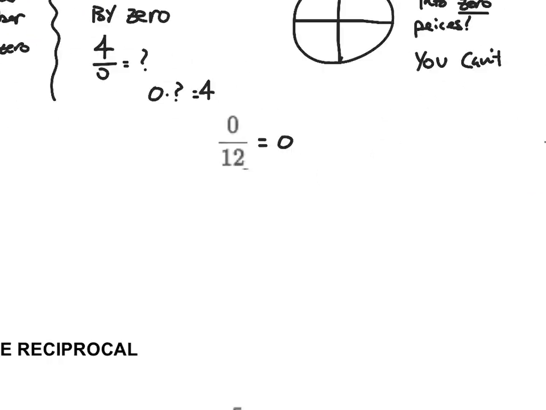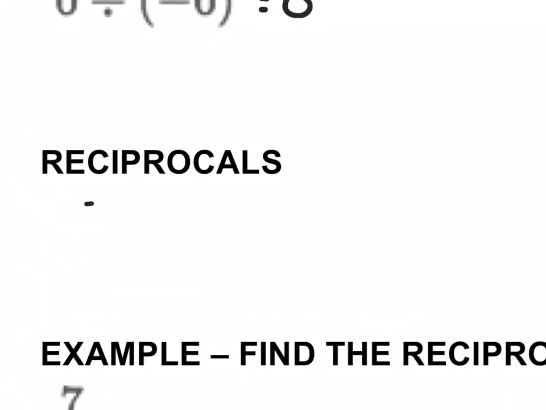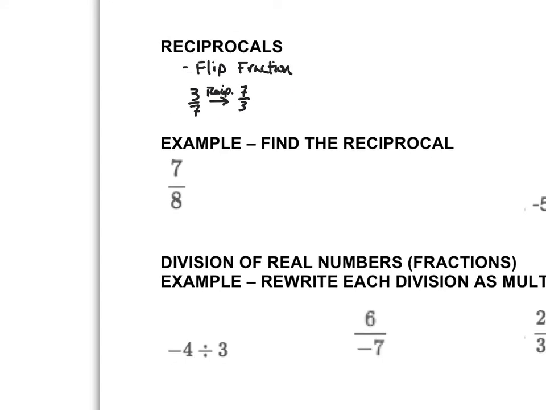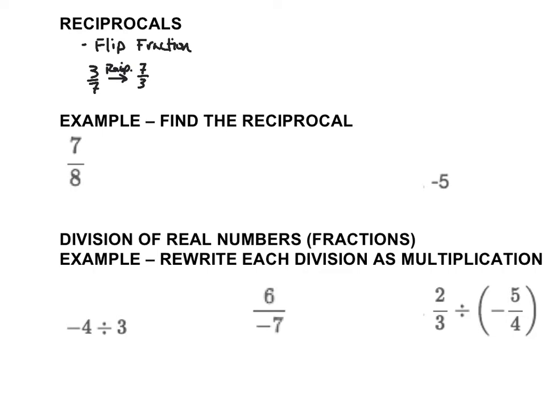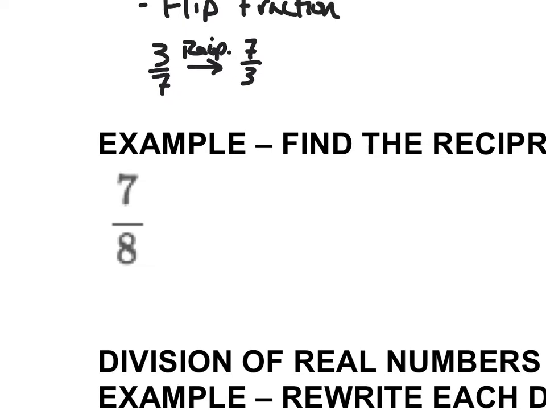Okay, let's talk about reciprocals. Reciprocals means that you flip the fraction. Flip your numerators and denominators. Let's think of an example, say 3/7. The reciprocal of that means you do 7 over 3. That's the reciprocal. And there's a reason why we have that. You may wonder why you need to know that. It'll come into play later on when we're solving equations. But what we want to do here is find the reciprocal.